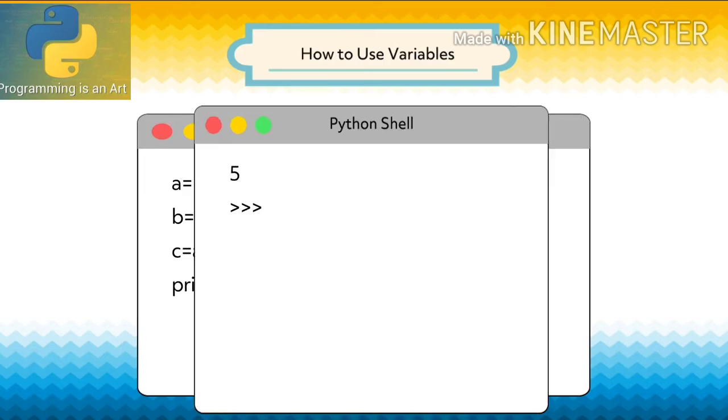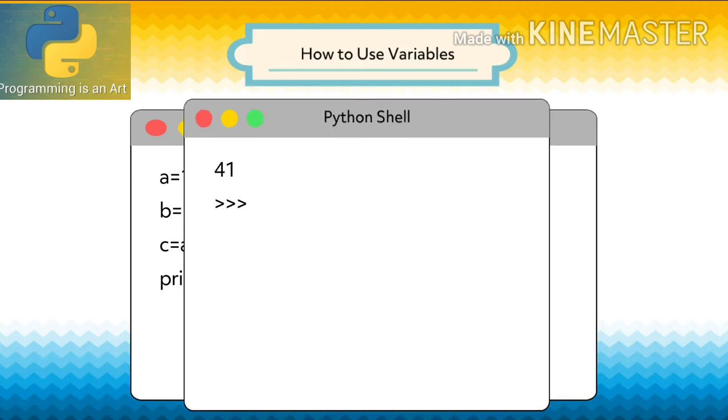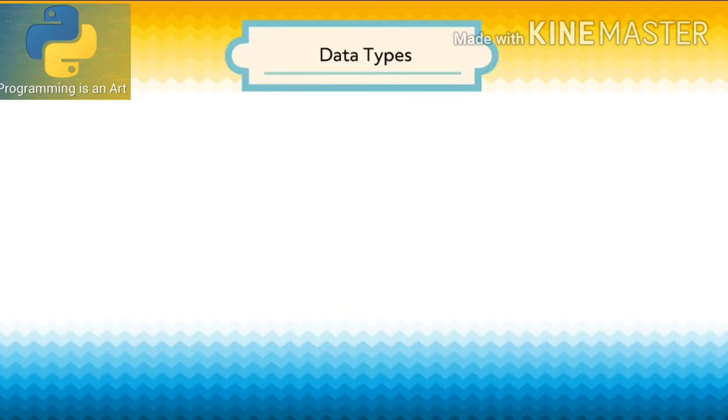See, in the program I implement it. A equal to 2, B equal to 3, C equal to A plus B. Print C, that gives 5. But in the same way, for different values the result is different. That is, A is 15, B is 26, C equal to A plus B, and print C. After running it, I am getting the value 41. Clear? So for a variable, the value of the data varies, that is, it is different.